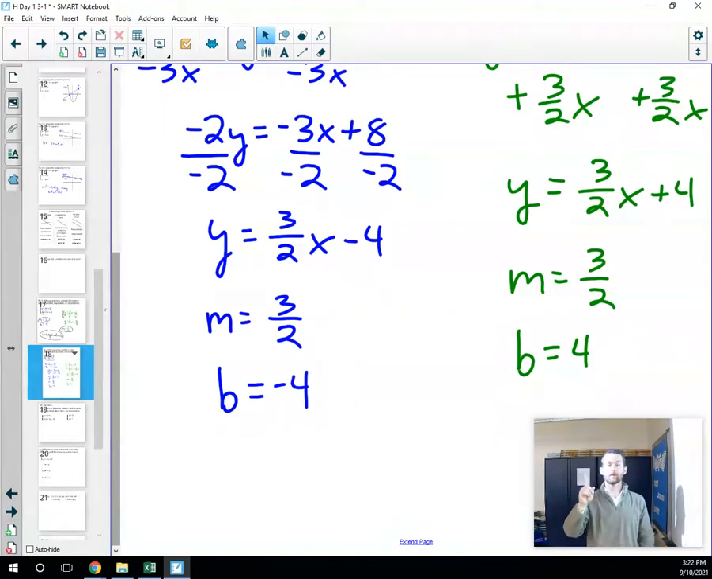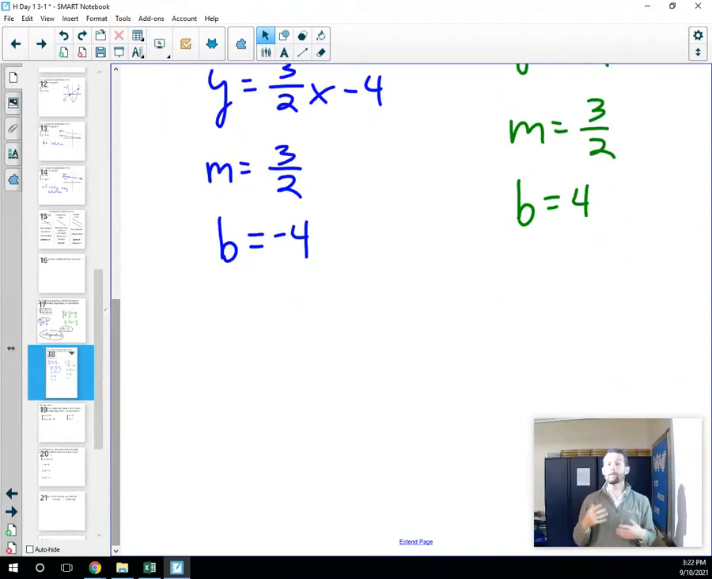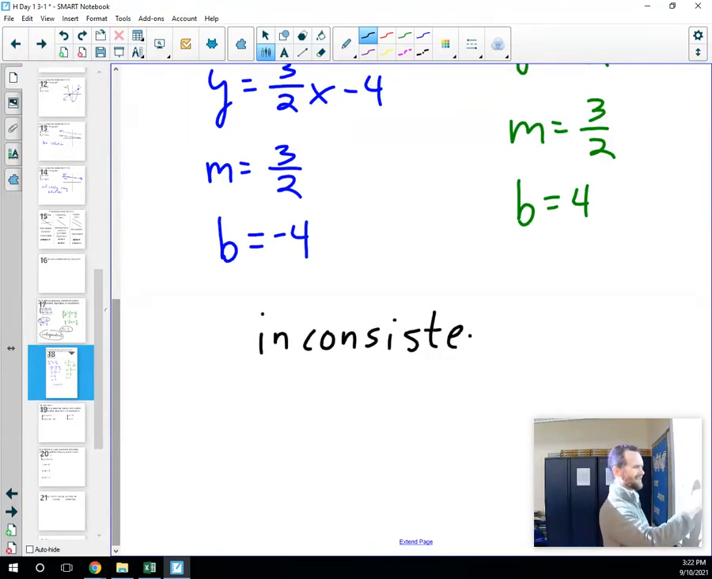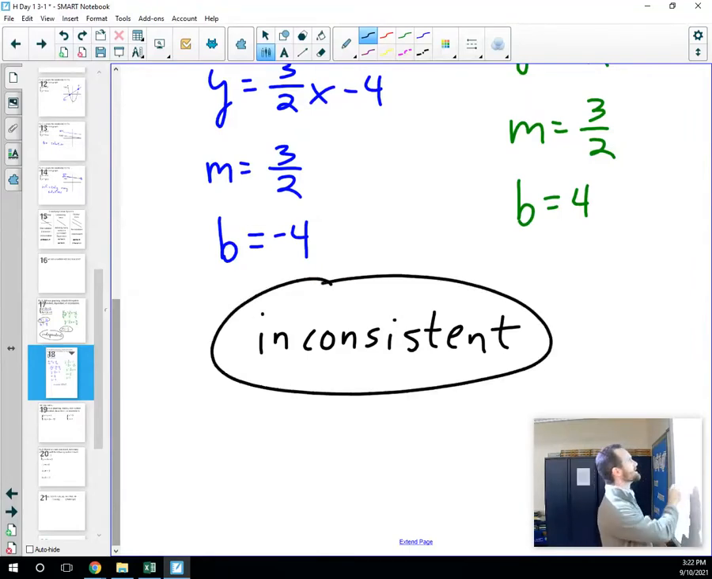So we've got the same slope and different y-intercepts, which means they're parallel. They're going the same direction, but they're not on top of each other. One is higher than the other. So that means no solutions, which means it is inconsistent. Inconsistent. I think I'm spelling that right. If not, just don't tell your English teacher. Inconsistent. Same slope, different y-intercept.